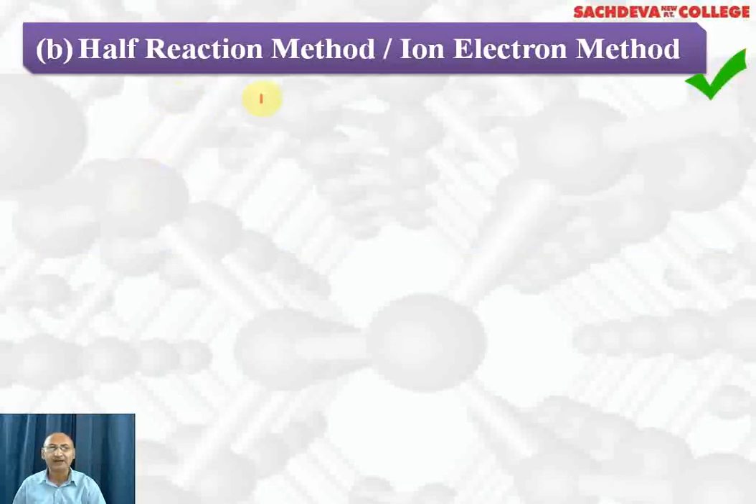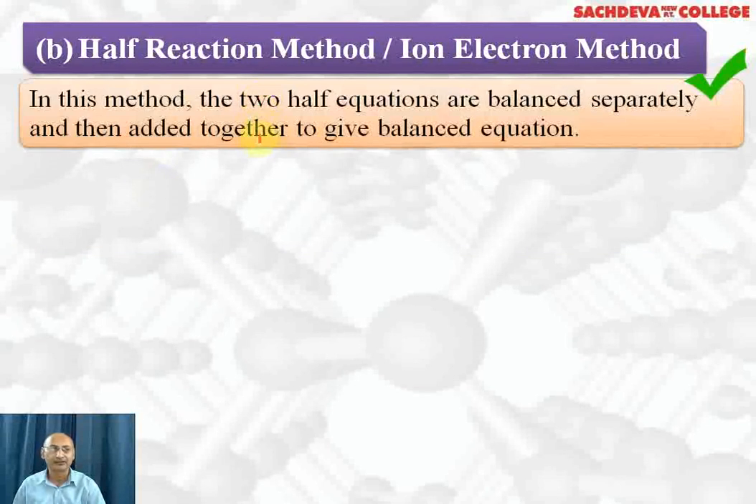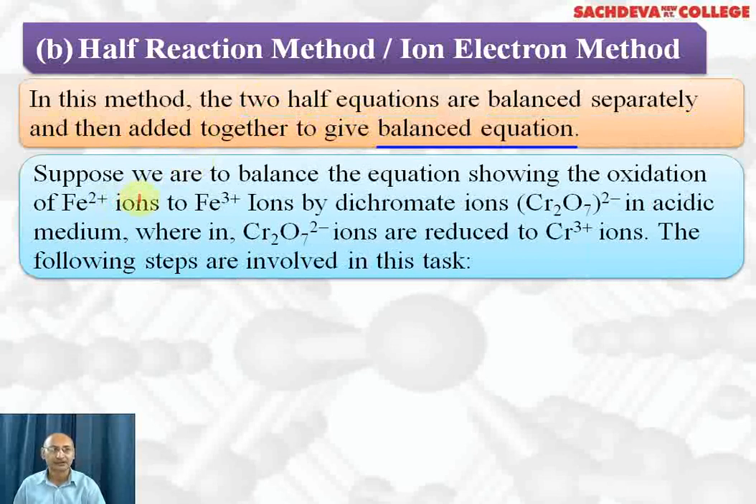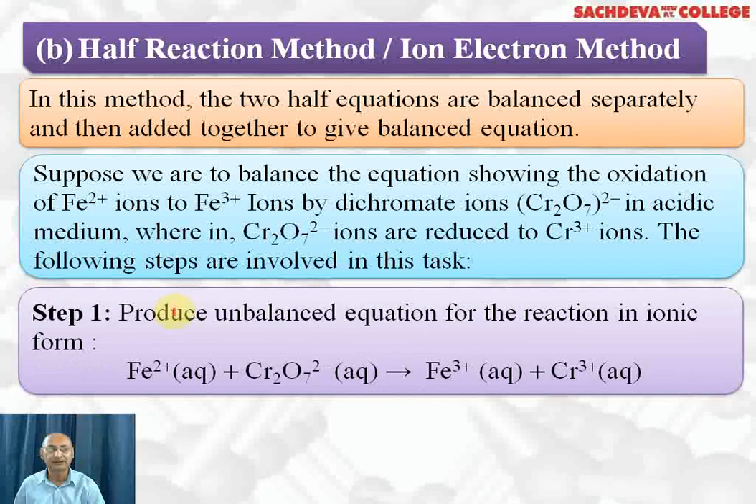Next we are taking the half reaction method, or ion electron method. In this method, the two half equations are balanced separately and then added together to give the balanced equation. Suppose we are to balance the equation showing the oxidation of ferrous ion to ferric ion by dichromate ion in acidic medium, wherein the dichromate ions are reduced to chromium plus 3 ion. The following steps are involved in this process.